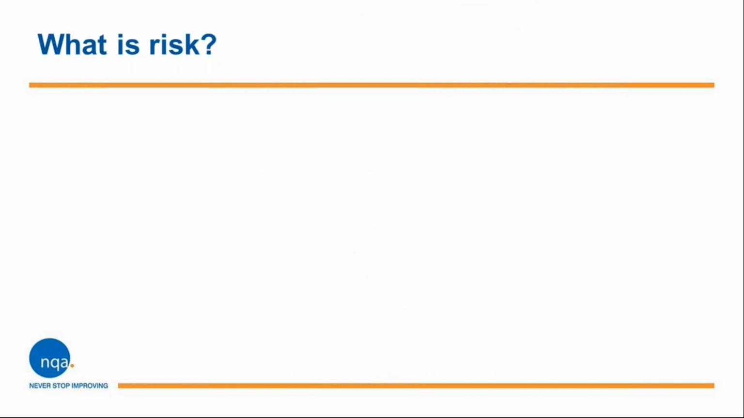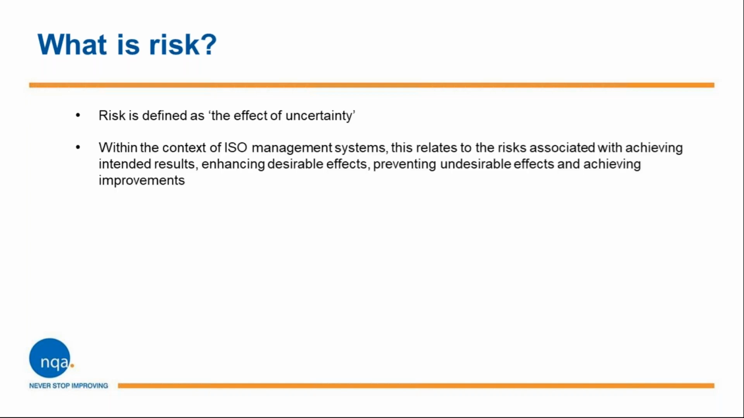So, just to start then, what is risk? Obviously something we hear about and think about all day and every day, but basically it's the effect of uncertainty. So when we're talking about it from ISO speak, this is really the uncertainty associated with your management system. We'll go into that in a bit more detail as we go along. Obviously this relates to the risk associated with intended results, enhancing desirable effects, preventing undesirable effects, and achieving improvements.